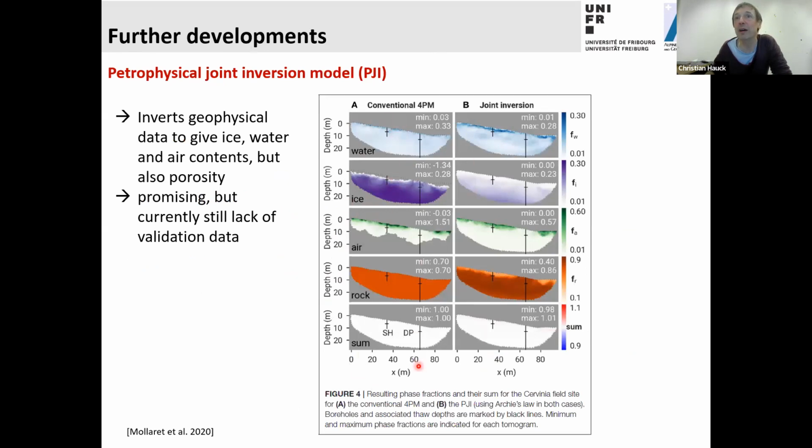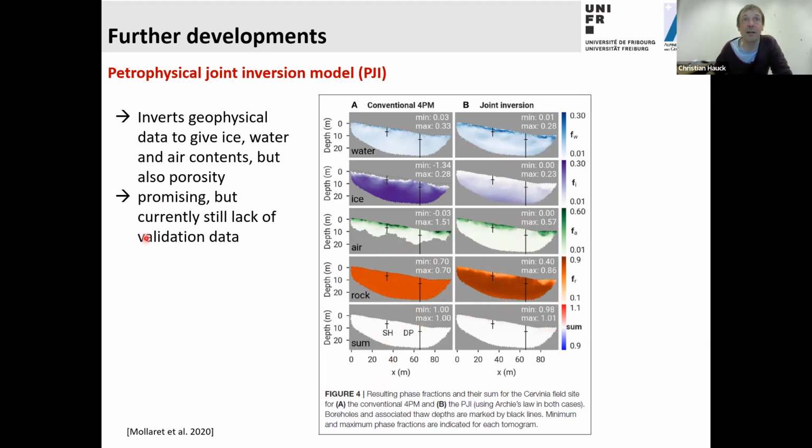So this is one example with the conventional four-phase model, where the rock content was prescribed and must be, in this case, constant. This is water, ice, and air, and that would be the sum. And here we have water, ice, and air, but also the rock content. So that's 1 minus porosity. And we see here the rock content, we see the heterogeneity of the bedrock in this case, which then also should give us better estimates for ice content, air content, and water content.